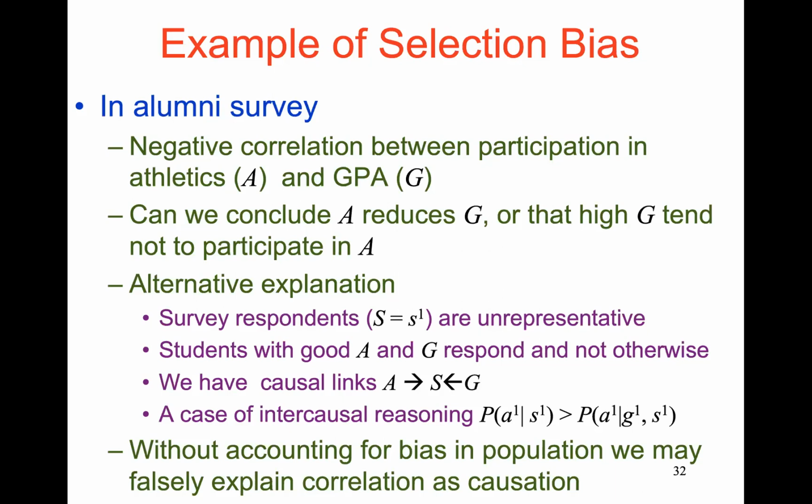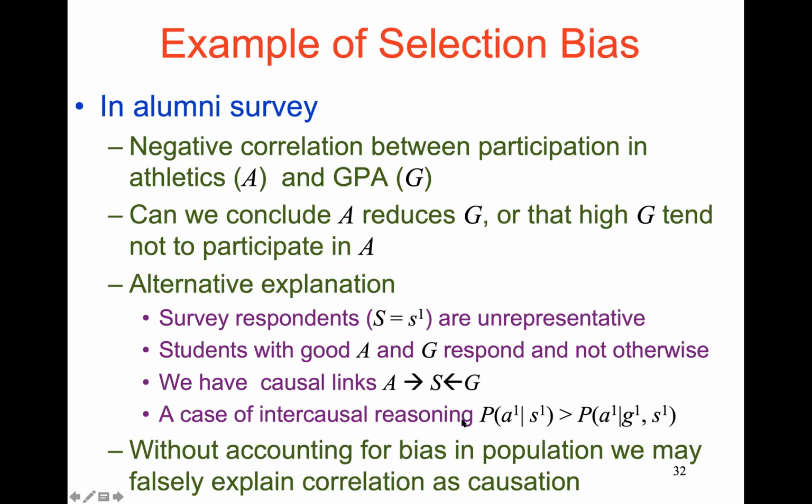Well, that need not be the case. This could be a confounding factor. The alternative explanation is that survey respondents S equal to S1 are unrepresentative. This can happen: students with good A and G respond and not otherwise. So the only people answering the alumni survey were those who had either good A or good G. So we have a causal link between A and S. S is the variable about the survey, how many participants were there in the survey. So it is influenced by A, influenced by G.